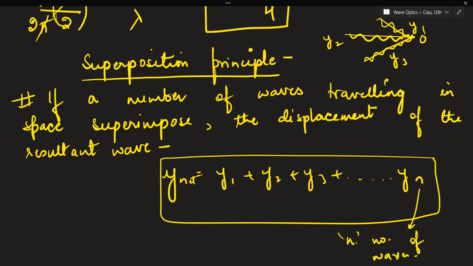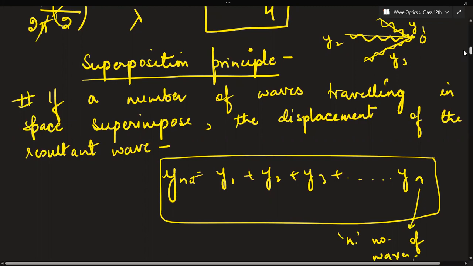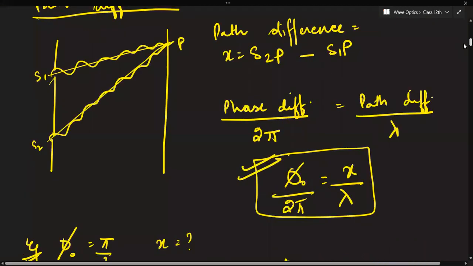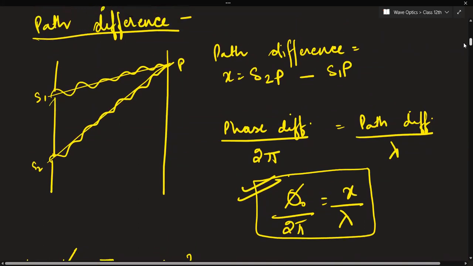Also, you should be aware of coherent sources. Right now I'll be using coherent sources and non-coherent sources before we start with interference. So let me tell you what coherent sources are. Before that, path difference, clear? Path difference is simply the difference between the two paths.